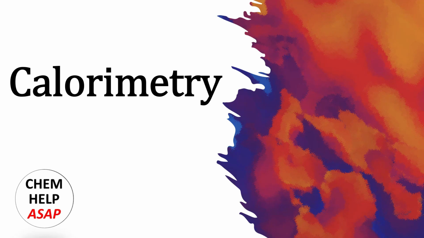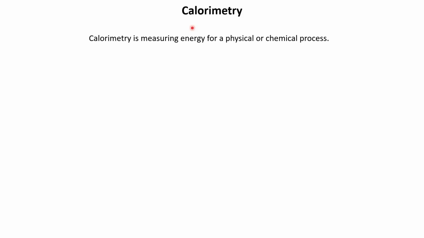Today we are going to be talking calorimetry and we're going to do lots of calculations. Let's get started. So calorimetry is measuring energy for either a physical or a chemical process. Now, before we can start actually measuring that energy, we need to define terms and also get a formula for how we're going to calculate this.